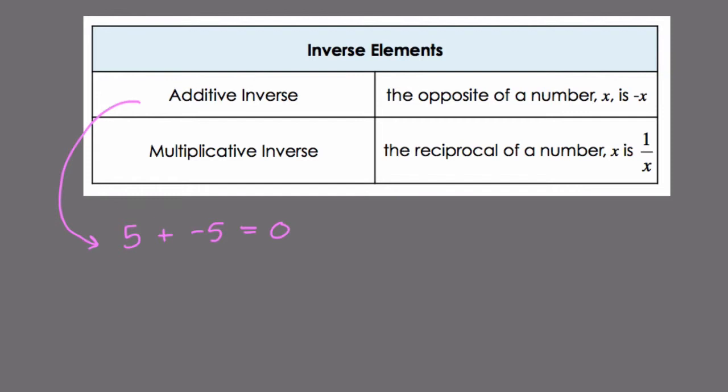The multiplicative inverse of any number x is its reciprocal, 1 over x. So for example, if you have the number 2, its multiplicative inverse is 1/2, 1 over 2, because 2 times 1/2 is 1, so the product is 1.